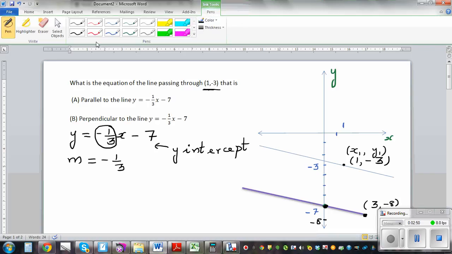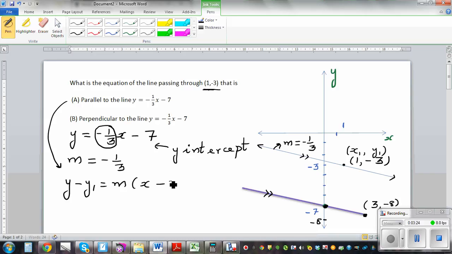So now, how can we find out? If this line is parallel to this line, the gradient has to be the same. So the gradient of this line is also minus 1 over 3. And if you have got m, and you've got x1, y1, you can write the equation of the line using the formula y minus y1 is equal to m times x minus x1. y1 is negative 3, so y take away negative 3 is equal to negative 1 over 3 times x minus 1.